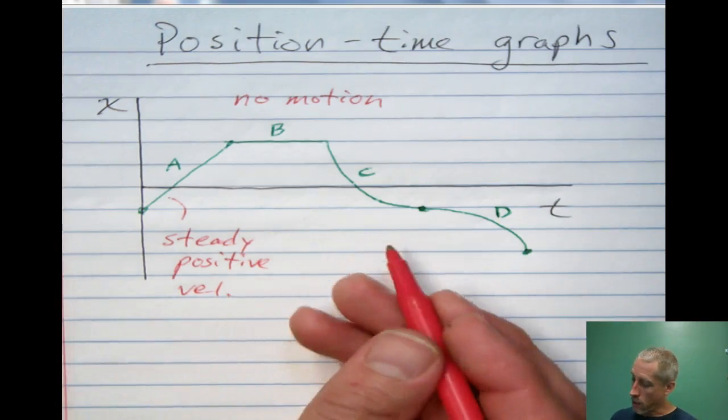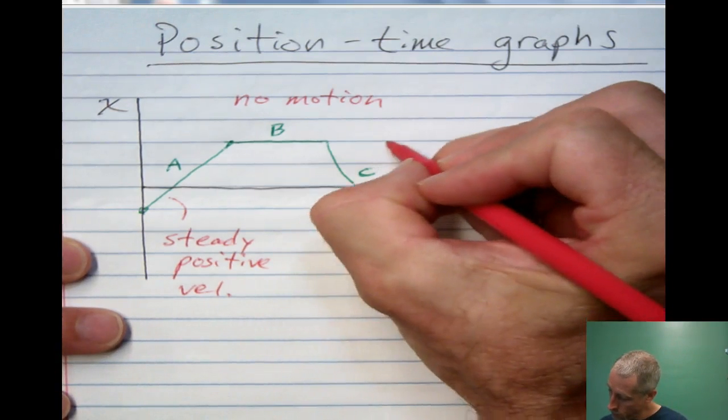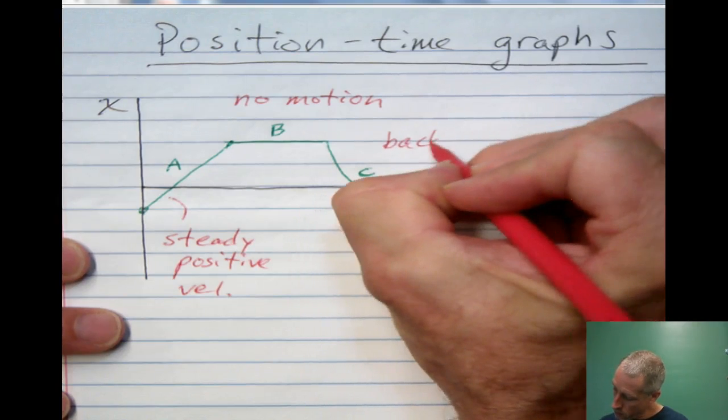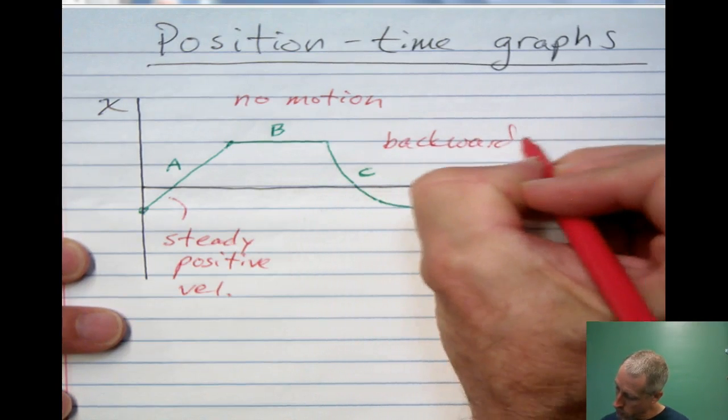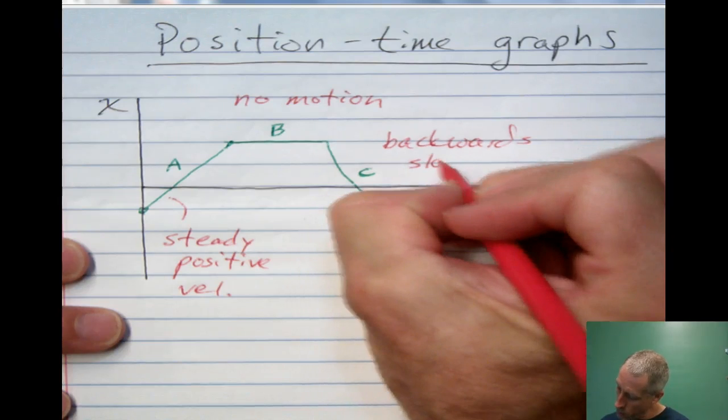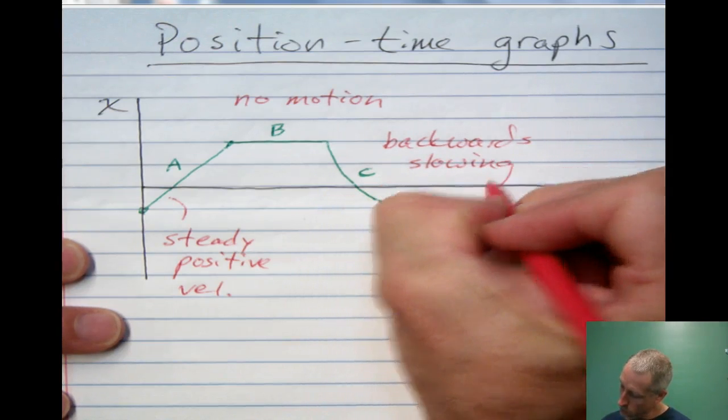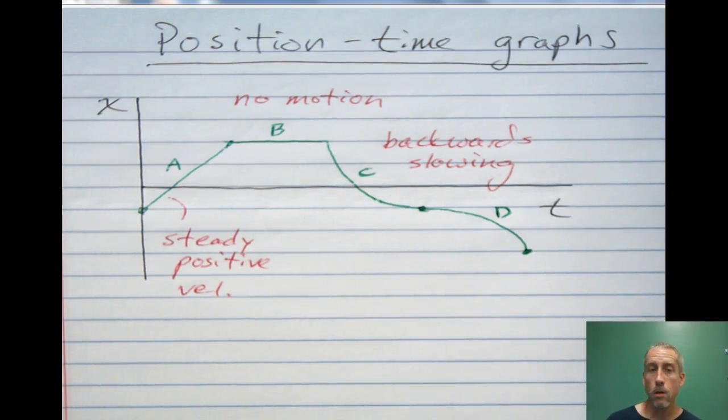So segment C, I would call backwards in direction and slowing. So there's really two features that you want to look at. What direction is it moving and what is happening to its motion as it moves.